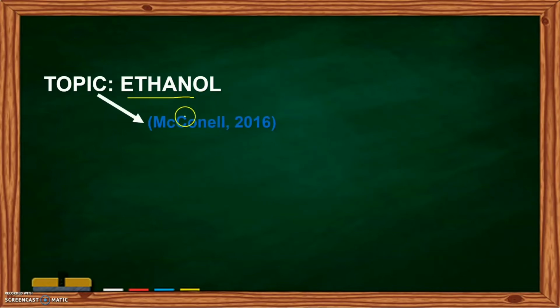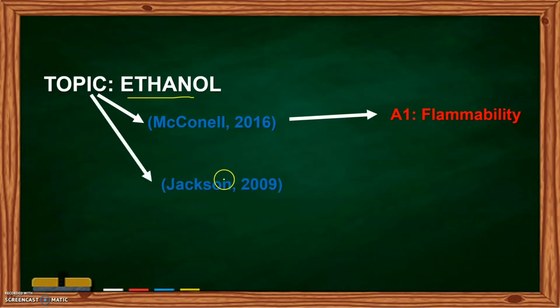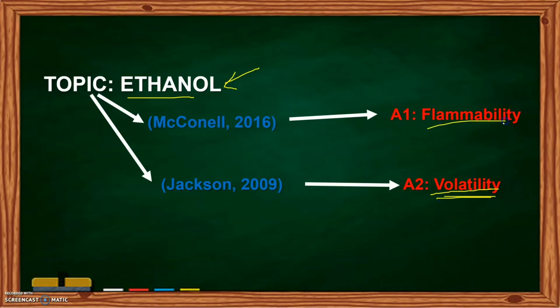Now, you did research, okay? Using the RRL, the Review of Related Literature, you searched about ethanol. You found Kernel in 2016. He said that ethanol is flammable. It's one of the properties of ethanol. It's flammable. Okay? So, there's flammability. And Jackson, in his study in 2009, said that another property of ethanol is that it's volatile, okay? The volatility level. What are volatility and flammability?